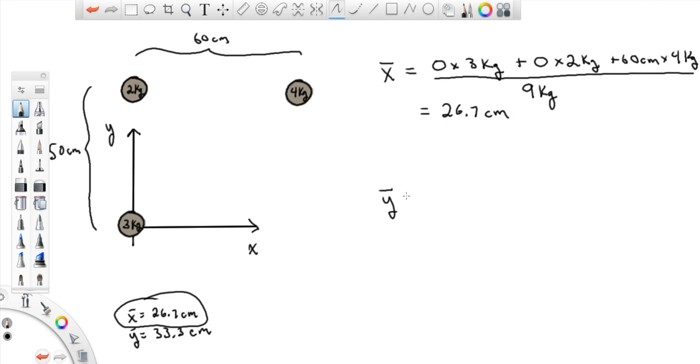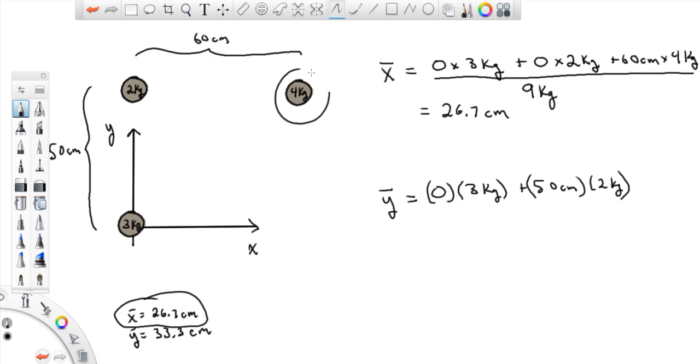All right, y bar. Now we're going to average all of the y coordinates. We'll take this guy. Its y coordinate is 0, and then we'll multiply by the mass to give it a weight, 3 kilograms. Then we take this guy, whose y coordinate is 50 centimeters, and we multiply by the mass, 2 kilograms.